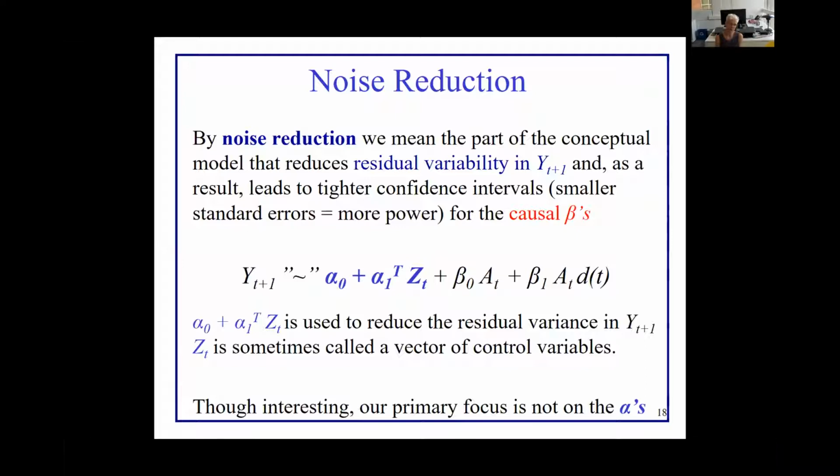Now, from a domain or scientific perspective, our primary focus is really not on the alphas. The real role of these control variables is to increase power so that we can detect whether or not our activity messages are impacting individuals.